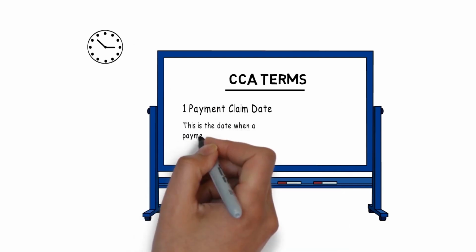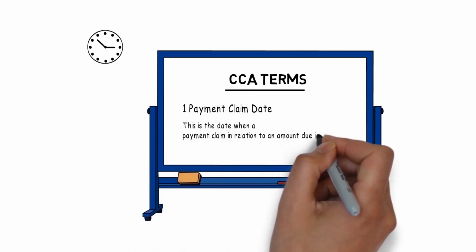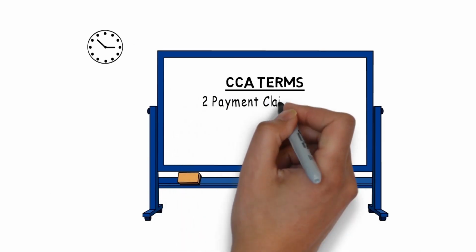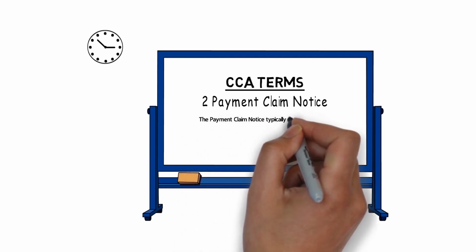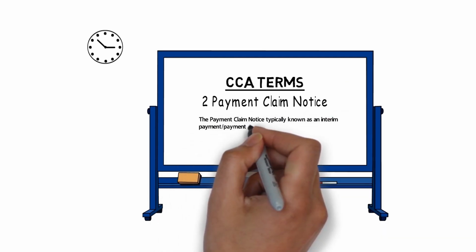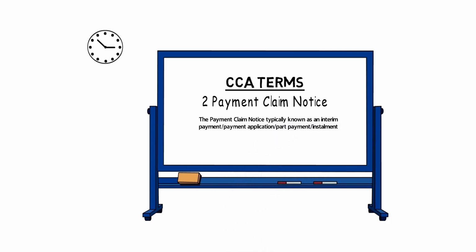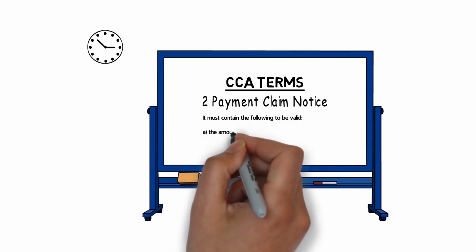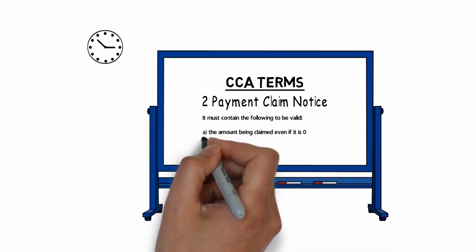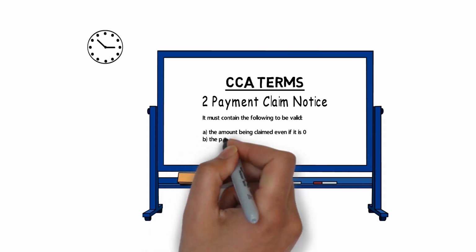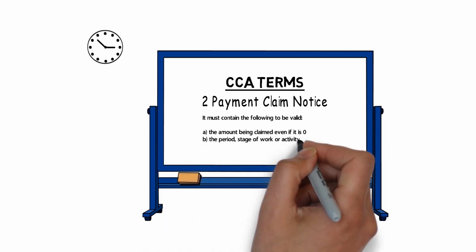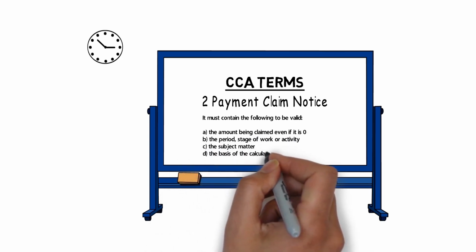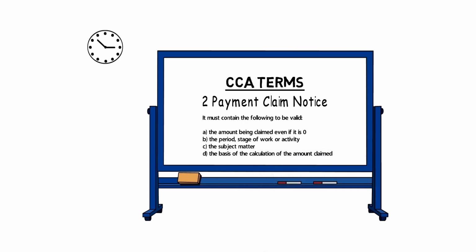Payment claim date. This is the date when a payment claim in relation to an amount due is required to be made in the construction contract. The payment claim notice, typically known as an interim payment or payment application or part payment or instalment, must contain the following to be valid. A. The amount being claimed even if it is 0. B. The period, stage of work or activity. C. The subject matter. And D. The basis of the calculation of the amount claimed.